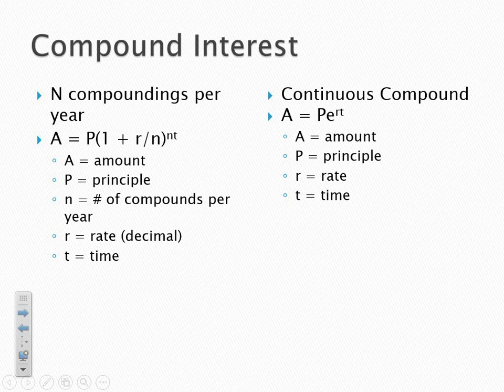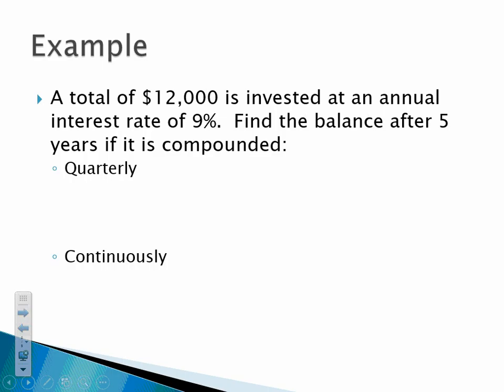So let's put these formulas to work. We'll utilize our calculators to help us out here. Let's take a look at the compound interest formula. So here's our first problem. We'll do it using both formulas. We've got $12,000 that we're going to invest. We get an annual interest rate of 9%. That's pretty solid. You can get a bank to give you 9%. And we want to find the balance after 5 years. We're going to look at 2 different types of compounding. We'll start off quarterly, and then we'll also look at it being compounded continuously.